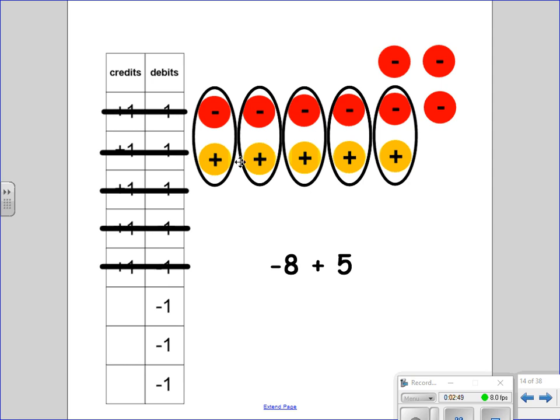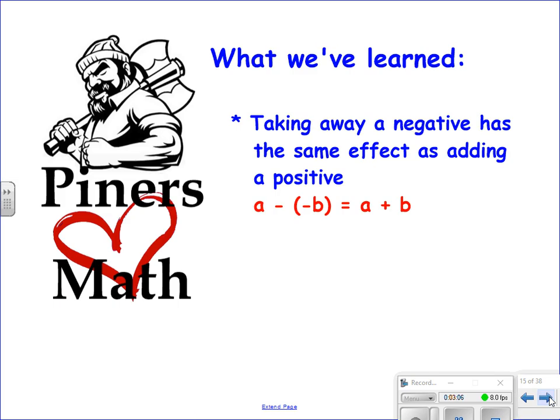So if we added 5 positives, it would cancel out 5 of those negatives, 5 of those debits, and we'd be left with just 3 negatives. So negative 8 plus 5 also leaves us with negative 3. So what we've learned is that taking away a negative has the same effect as adding a positive, whether Sally chose option 1 or option 2. She's still going to be left with just 3 negatives.